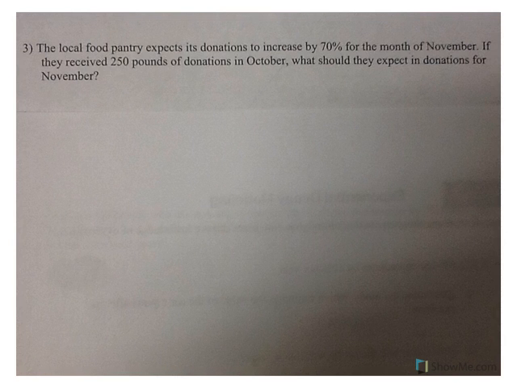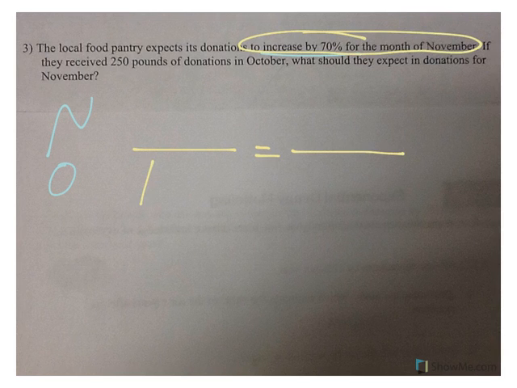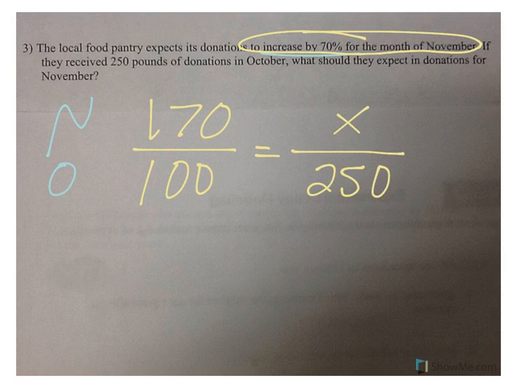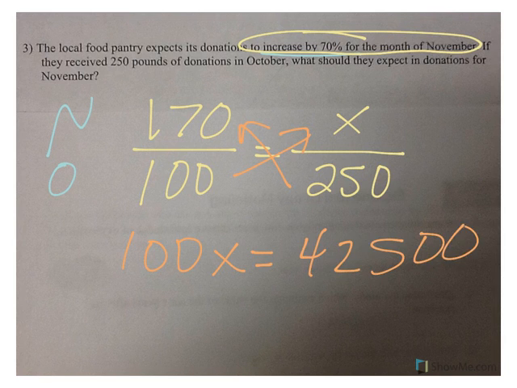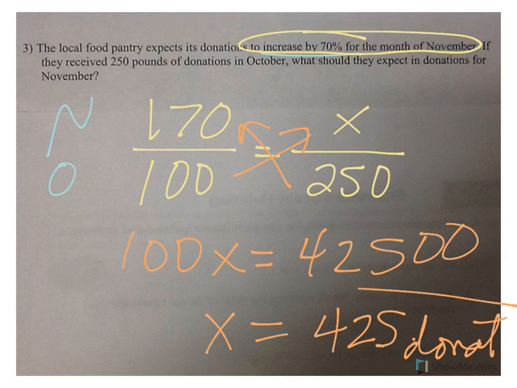Number 3, the local food pantry expects its donations to increase by 70% for the month of November. If they receive 250 pounds in October, what should they expect in November? Okay, so we're talking about November compared to October. Now, an increase of 70% in November. Well, if October was 100, November is increasing by 70%. In October, they're 250 pounds, and therefore we have x on the top. So we cross multiply. 100x equals 42,500. Divide both sides by 100, and they can expect 425 pounds of donations in November.